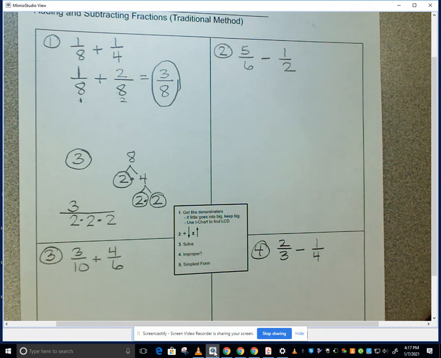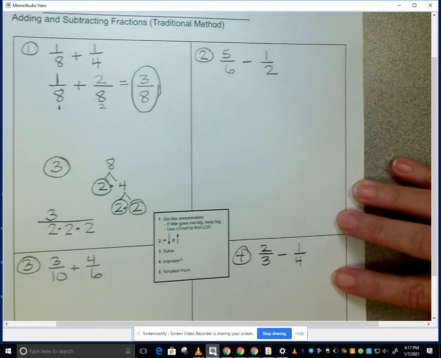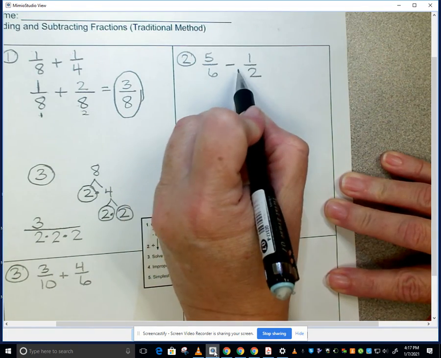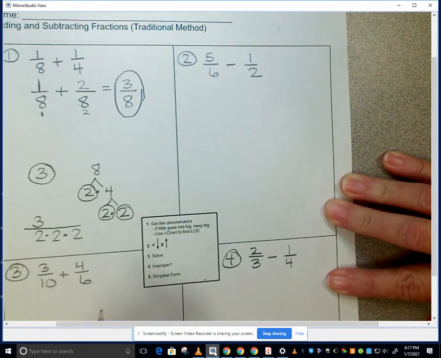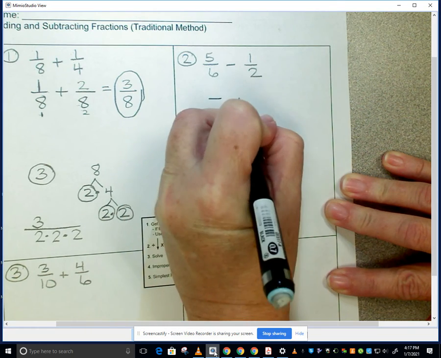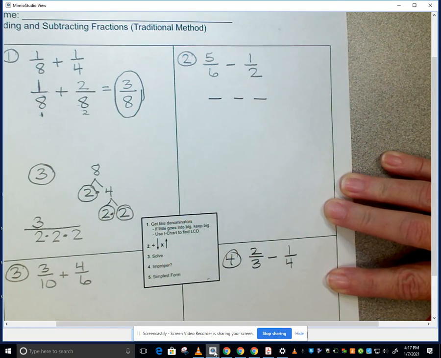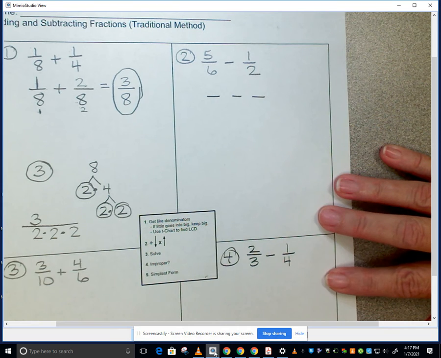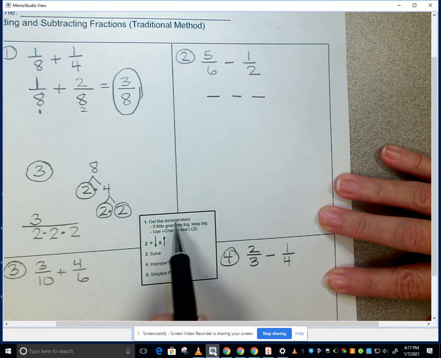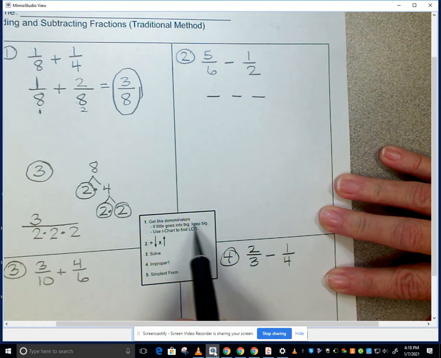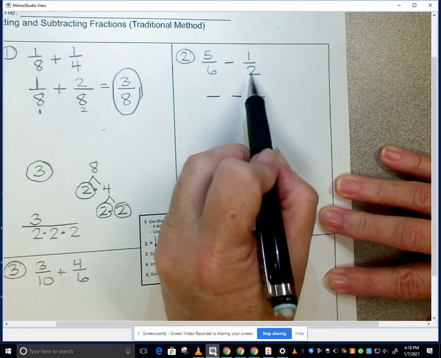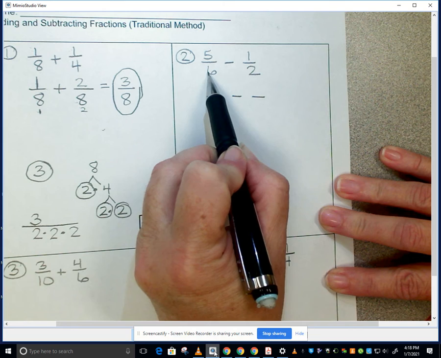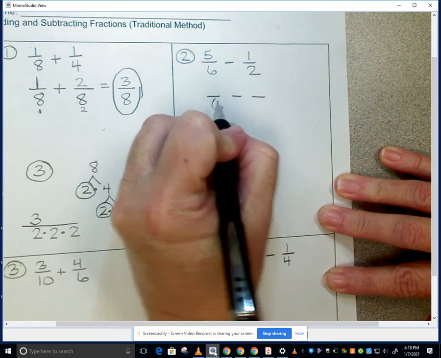All right, let's look at number 2. 5/6 minus a half. Okay, let me go ahead and set it up. I know I'll be getting like denominators because I don't have them. And remember, it said, if little goes into big, keep big. Well, will 2 go into 6? Yes, so I'll keep 6.